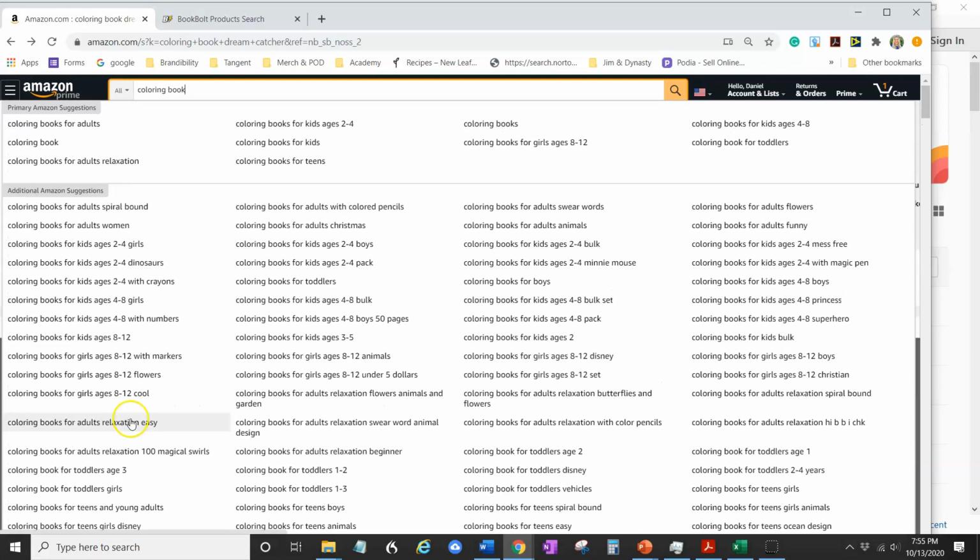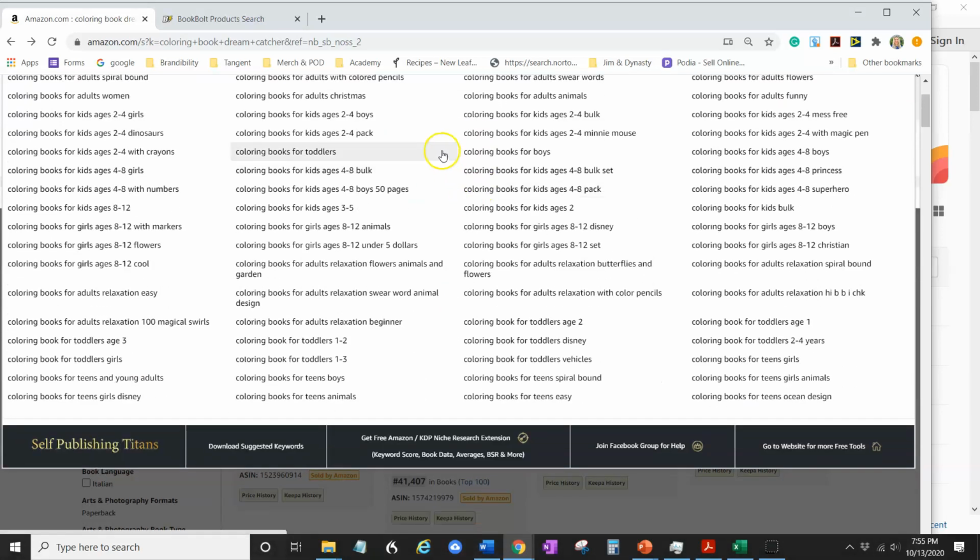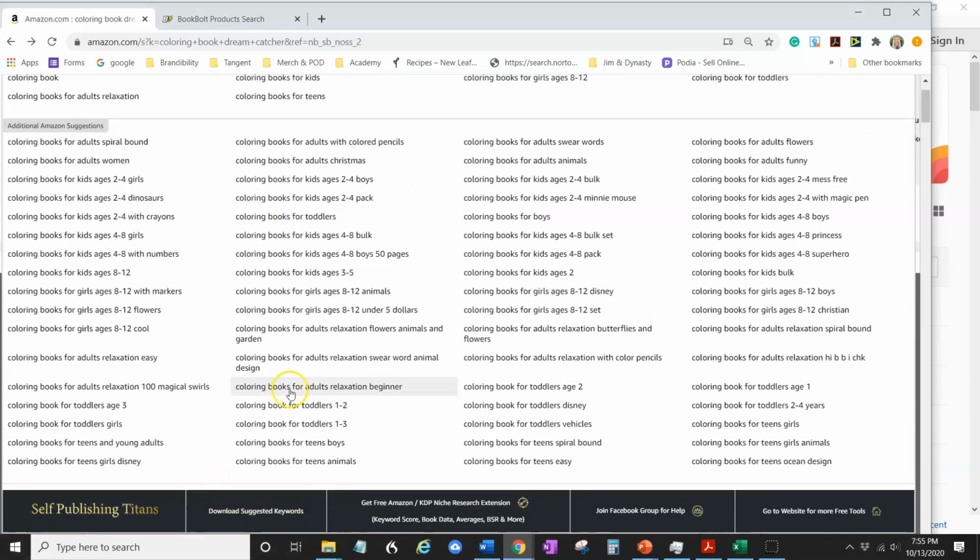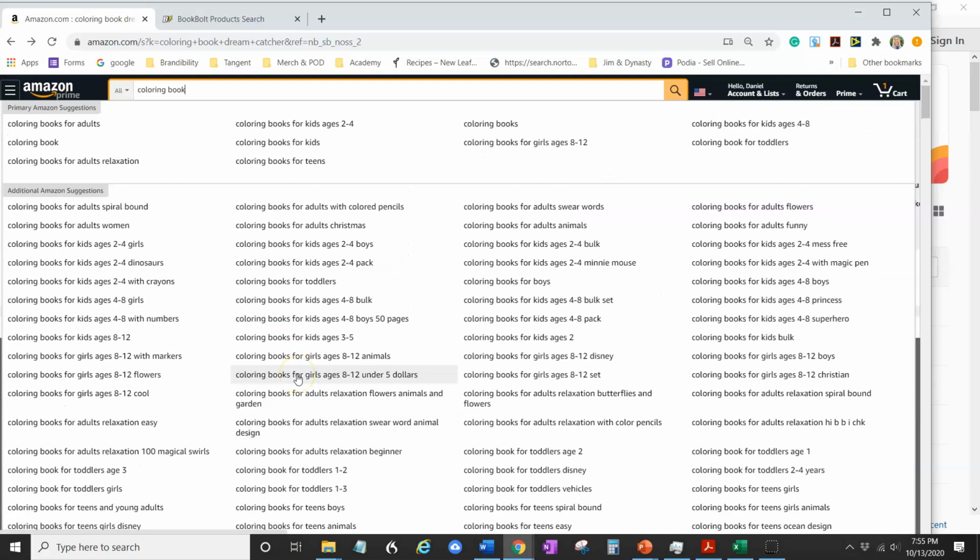They have a few really cool things. But this was cool because you can download this, the suggested keywords. But I didn't actually do that because as of yet, I was just trying to find something. So here's a ton of coloring books, right? And what you could do, yes, you could go through and click every single one of these and then see what the results are. But I decided I didn't want to do that.